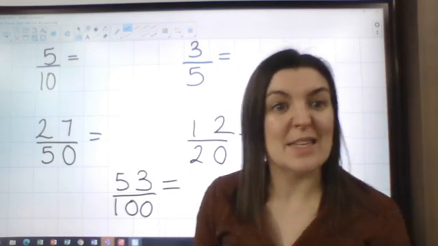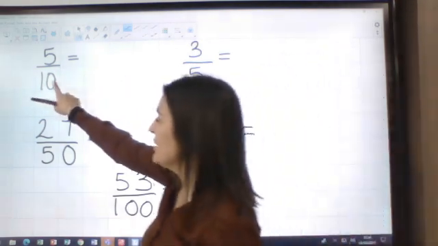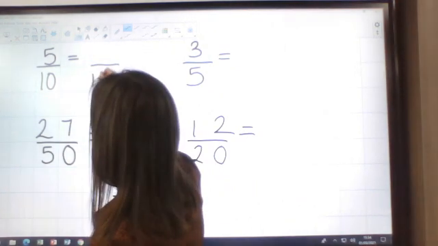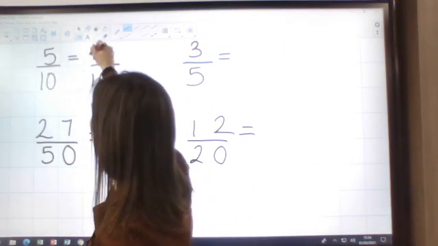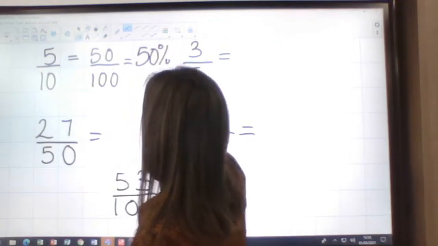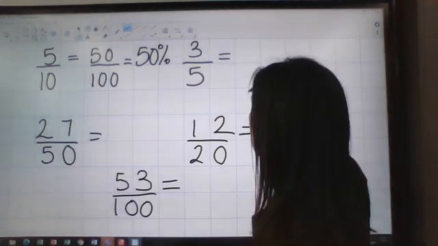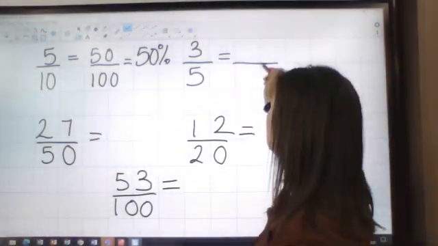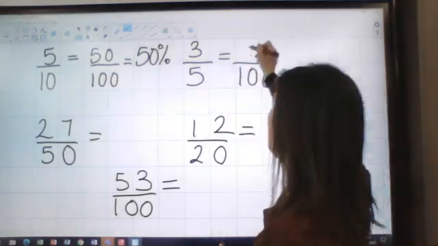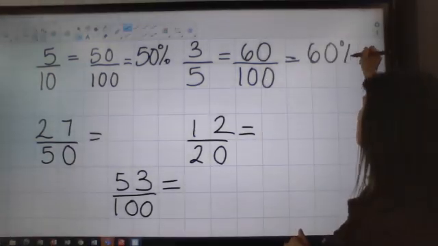Okay. So let's have a little look at these ones. So I'm going to have a look at this one first. Because it's 10, I can multiply it by 10, and that would give me 100. And 5 times 10 is 50. So that one should be 50%. Okay, next. So I'd have to multiply them both by 20. So 5 times 20 is 100. 3 times 20, so 3 times 2 is 6. Put my 0 back on, and that one would be 60%.